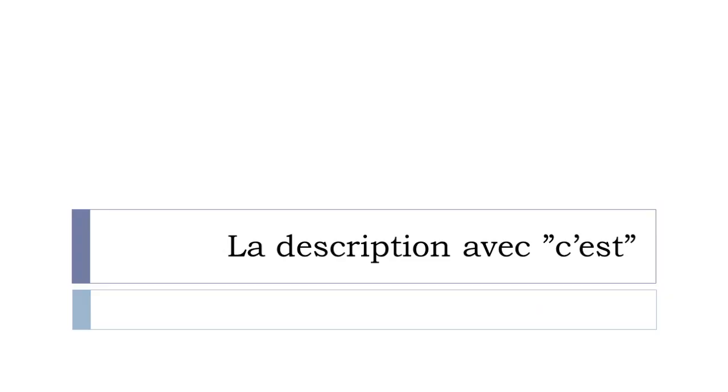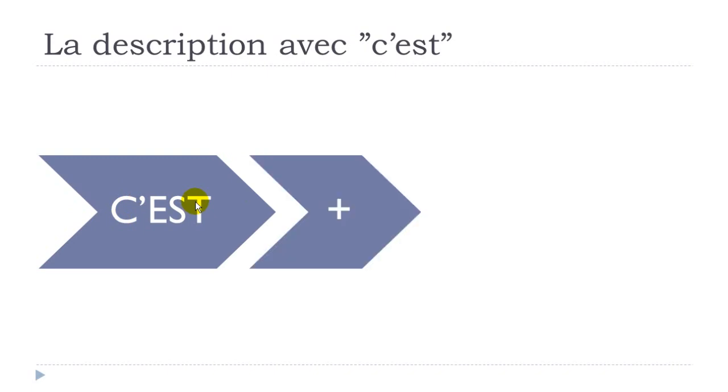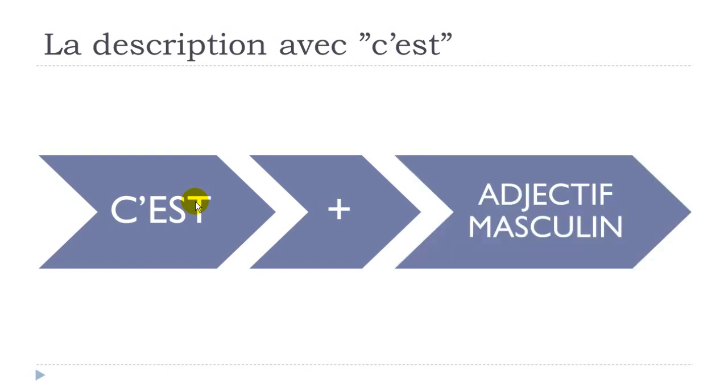La description avec c'est. So let's start. If you want to use this c'est option to make a description, c'est technically would be directly translated as it is or this is, okay? But then in French, you will have to add after that the adjective, and the adjective should be all the time at the masculine form.